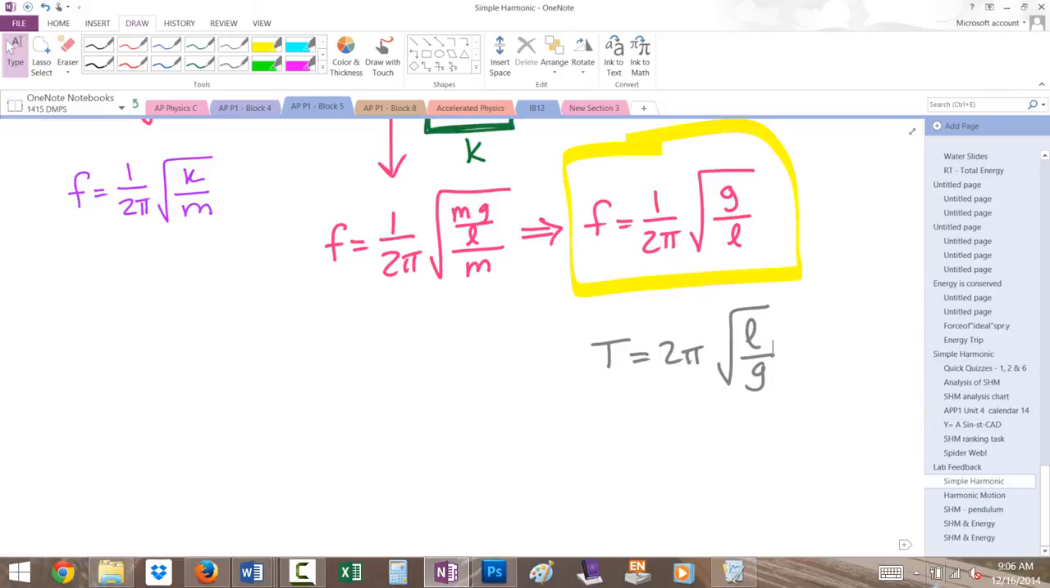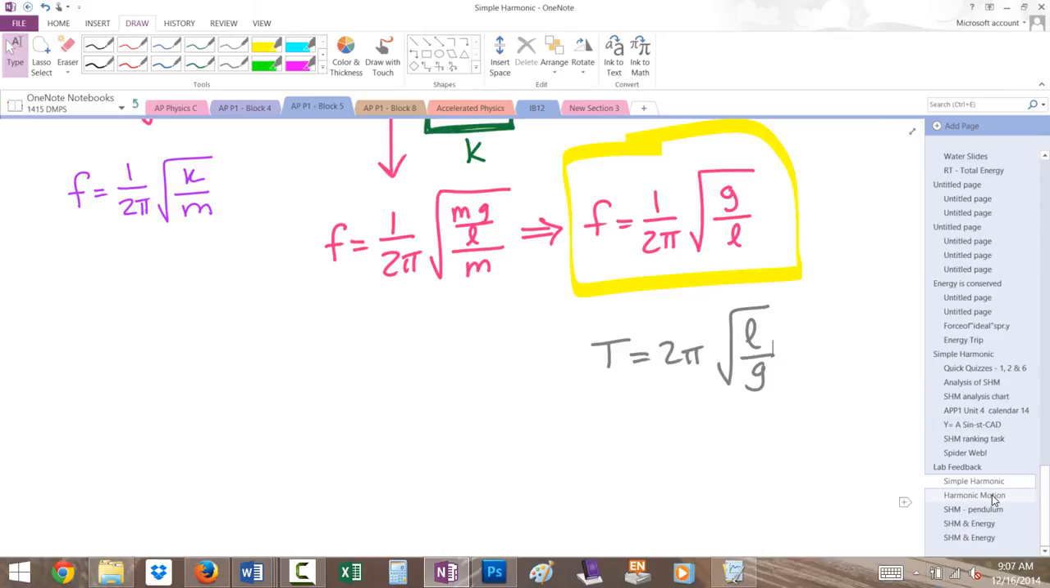So, what if for a pendulum lab we use like a 40-degree angle? It's not going to affect it that much. Yeah, it's fine. All right. Are we ready? Are we okay? All right.